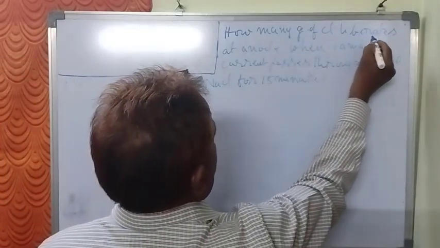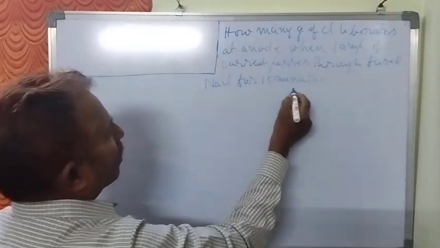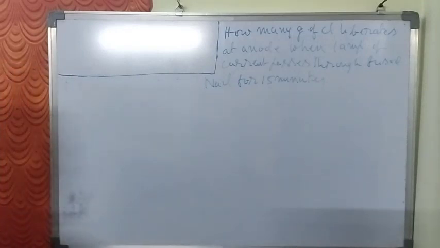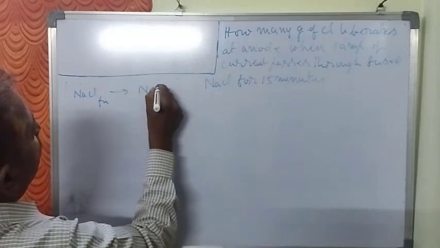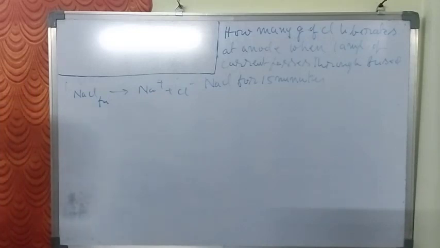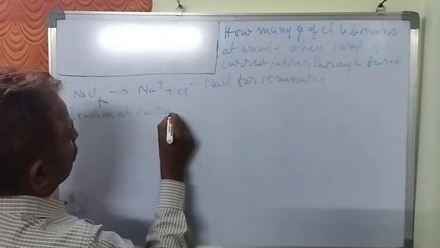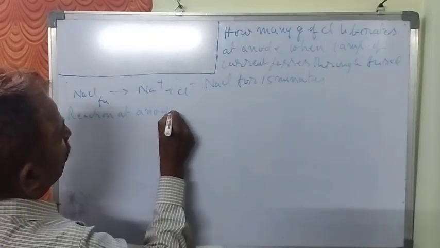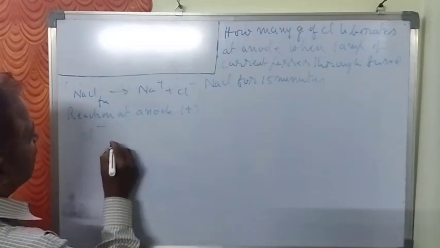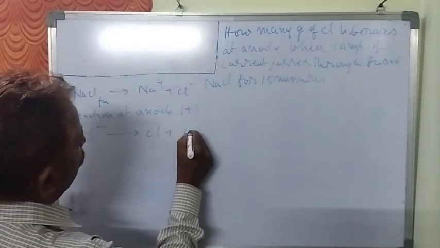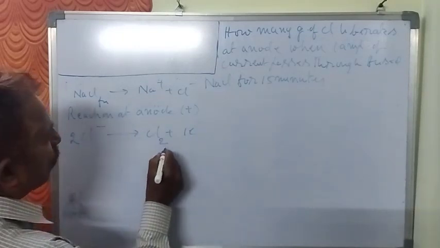How many grams of chlorine liberates at anode when 1 ampere of current passes through fused sodium chloride for 15 minutes? So we know that fused sodium chloride gives Na+ and Cl−. Now reaction at anode. Anode means plus. What ions reach the anode? Chloride ions. So Cl− gives Cl plus 1 electron released. Chlorine individual atom does not exist. Therefore 2 chloride ions become a chlorine molecule.